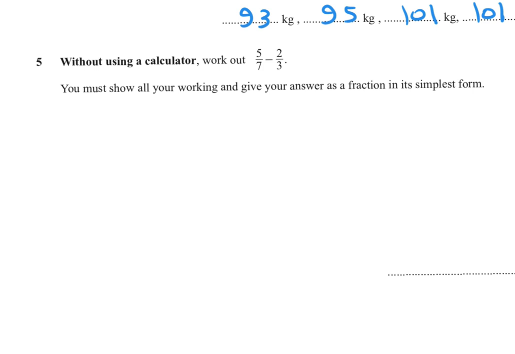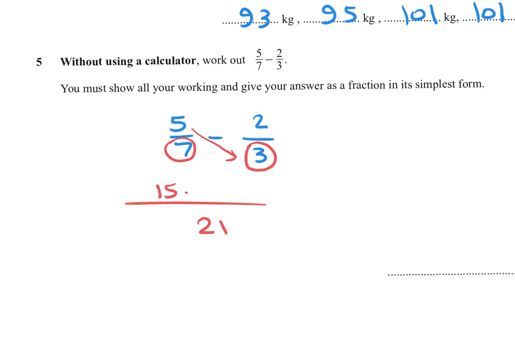Number 5, can you read, Salah? Without using a calculator, work out 5 over 7 minus 2 over 3. You must show all your working and give your answer as a fraction in its simplest form. Okay. 5 over 7 minus 2 over 3. Can you solve? Sir, we can cross multiply. Okay. So it's 15 over 21. If you cross multiply, multiply the denominators, 7 times 3, 21. Then cross multiply 5 times 3, 15, minus 2 times 7, 14. So it's 1 over 21. 1 over 21 in the simplest form. Or you can multiply 7 by 3 and 5 by 3, multiply 3 by 7 and 2 by 7. You get the same answer.